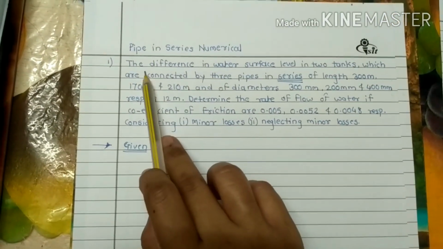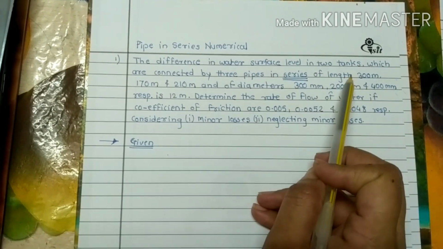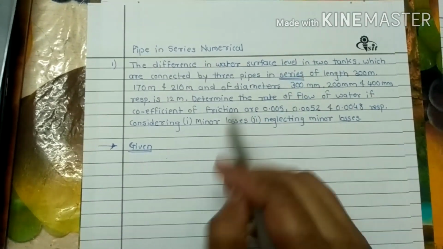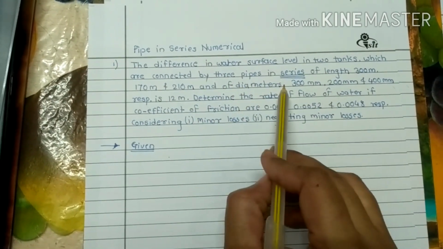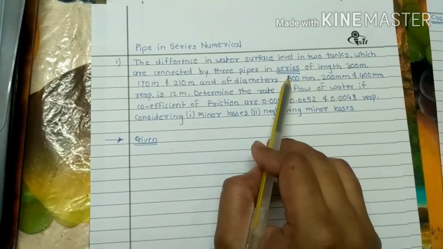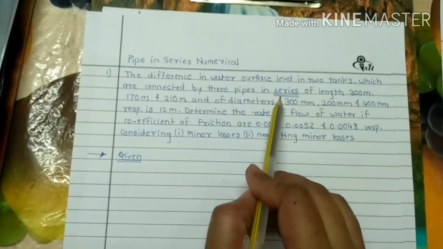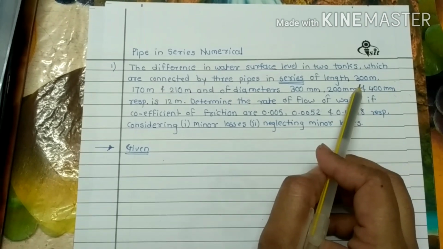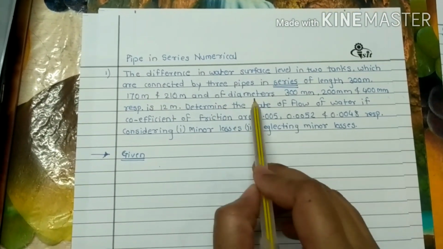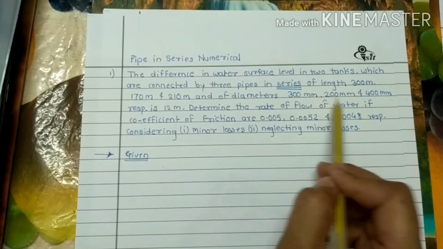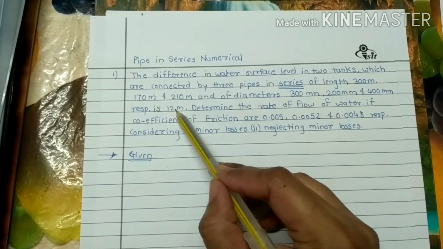So the numerical is: the difference in water surface level in the two tanks, which are connected by 3 pipes in series. So just underline the words how many pipes and whether they are connected in series or parallel. Of length 300 meter, 170 meter, 210 meter, of diameter 300 mm, 200 mm and 400 mm respectively is 12 meter. Now what is this 12 meter?